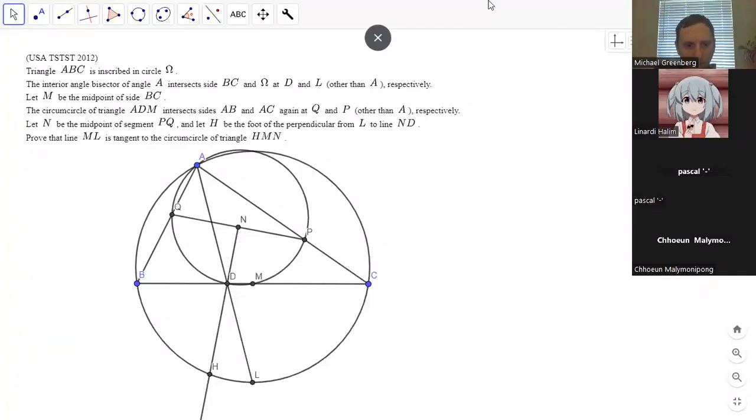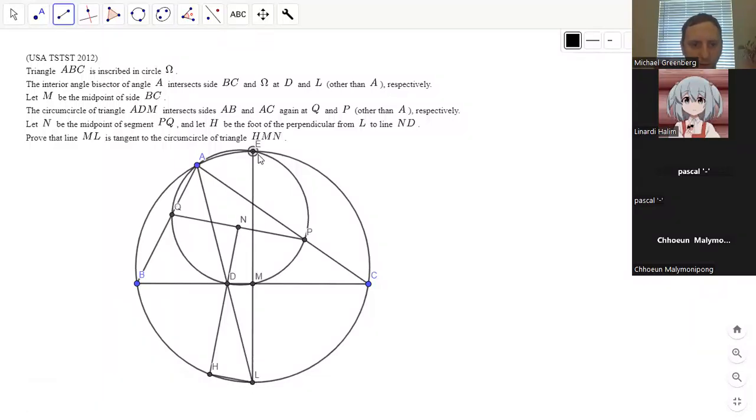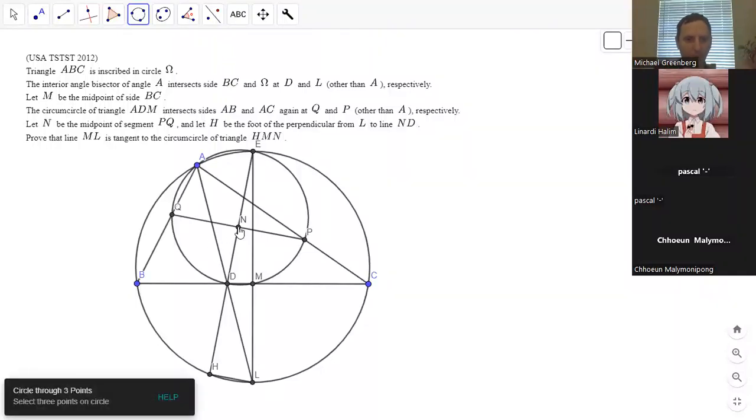Whoops. So yeah, it might be better to, well, let's see first. If that were true, I wonder if these are cyclic right here. Yeah, it looks like it. So there's a couple things we have to prove, like can we prove that E is the midpoint of arc BAC? That's something that will be good to prove. So we want to show that ML is tangent to the circumcircle of HMN. And I bet once we show this is the diameter, maybe it won't be that hard to prove.